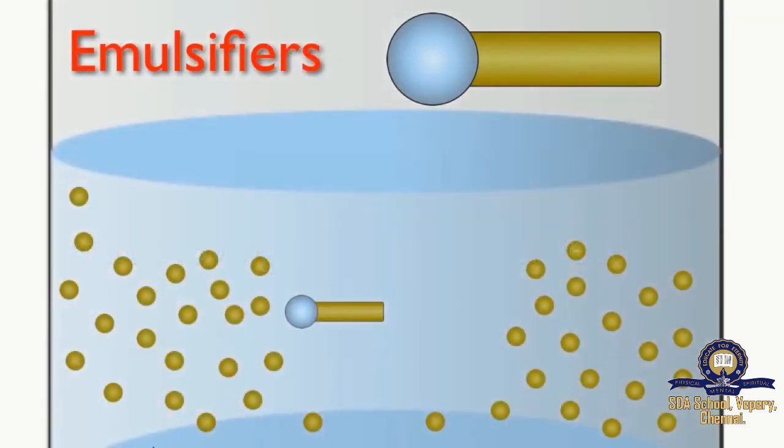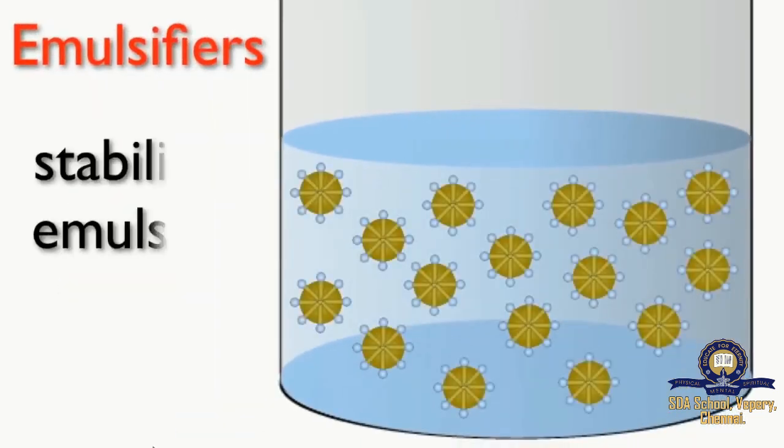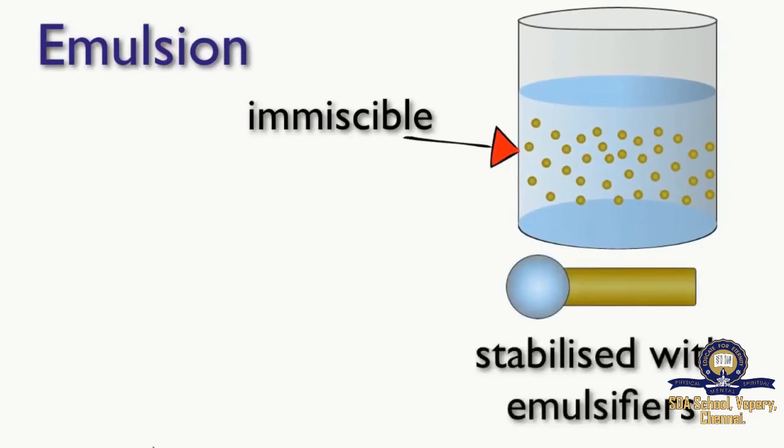If we added lecithin to our original oil and water emulsion, its hydrophilic head will prefer to associate with water, and the hydrophobic tail with the oil droplets. This prevents separation and thus stabilizes the emulsion. In summary, an emulsion is a mixture of two substances that are immiscible with one another. These emulsions can be stabilized by adding emulsifiers.